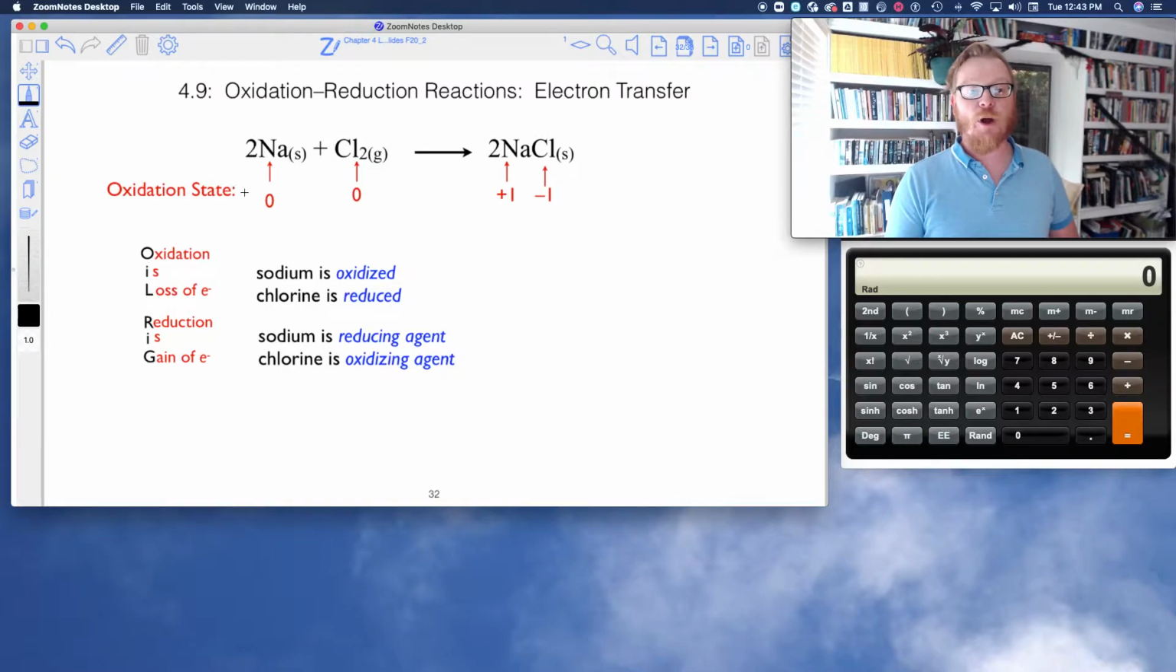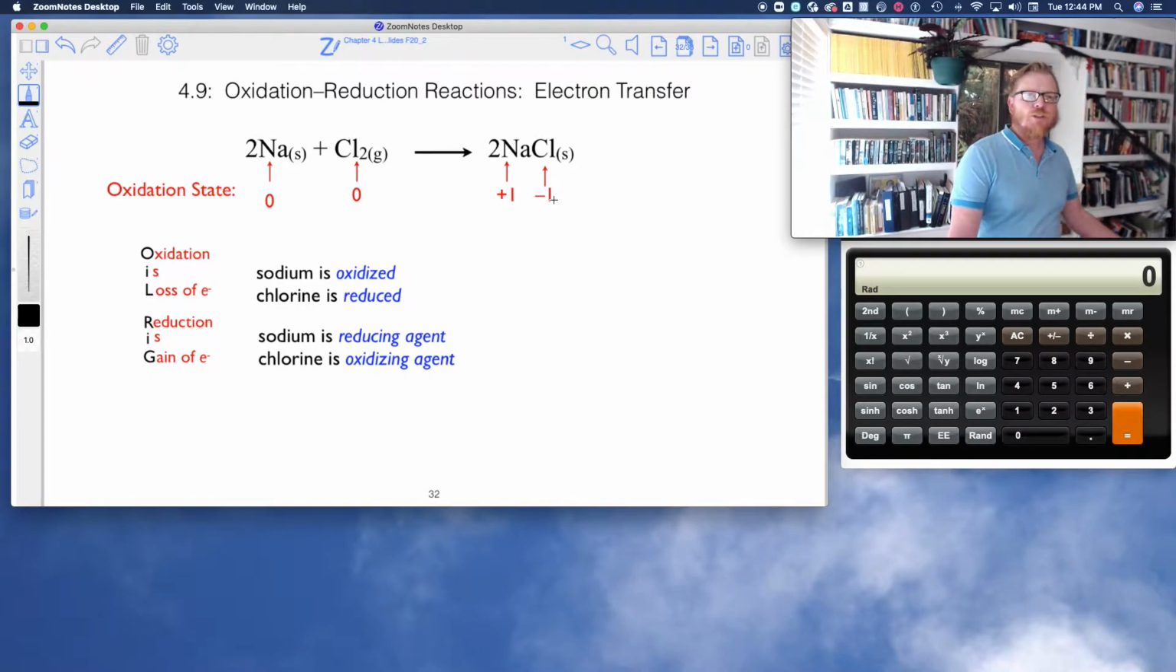Okay? So if I were to go through and do the oxidation state of each atom in this reaction, we know sodium is in its elemental form, so it's 0. Chlorine, Cl2 gas, that's its elemental form, so that's 0. And now NaCl, we know that sodium in sodium chloride is a cation with 1 plus charge, meaning its oxidation state is +1. And we know chlorine in sodium chloride is 1 negative charge, so it has a 1 minus oxidation state.